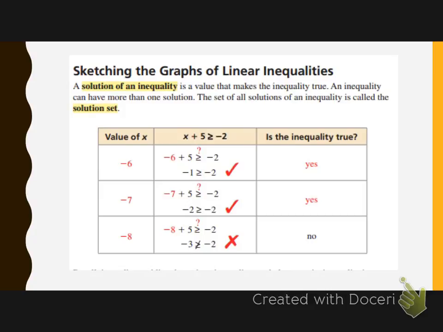What about negative 7? Negative 7 plus 5 gives you negative 2. Is that greater than or equal to negative 2? Well, yeah, it's equal to, so that one works. How about negative 8? We end up with negative 3. Is negative 3 greater than or equal to negative 2? No, it's not, so then we know that that's not in the solution set.